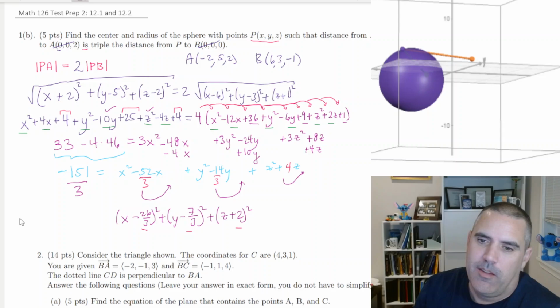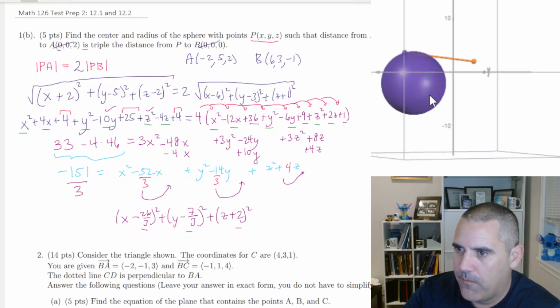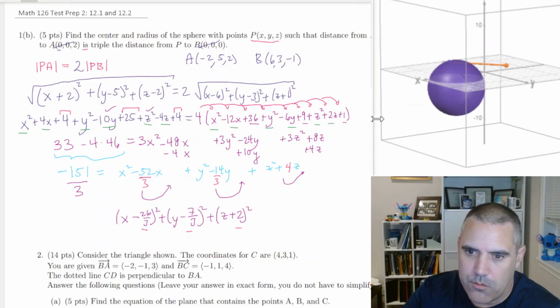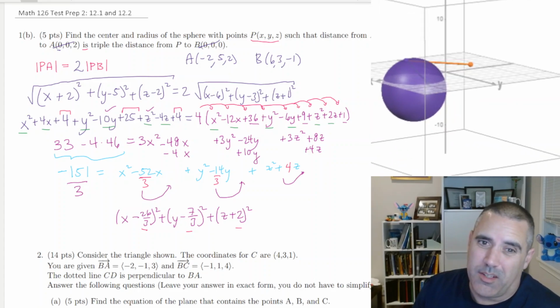Okay, so that's how I got this over here. Let's double check. I haven't actually double checked my work. 26 thirds, yes. That's how I got that purple sphere and drew it. Negative. Okay, yep, that matches up. Then I got the radius by figuring out what these numbers are. But I know what they are. They're half the middle squared. I would add that to both sides.